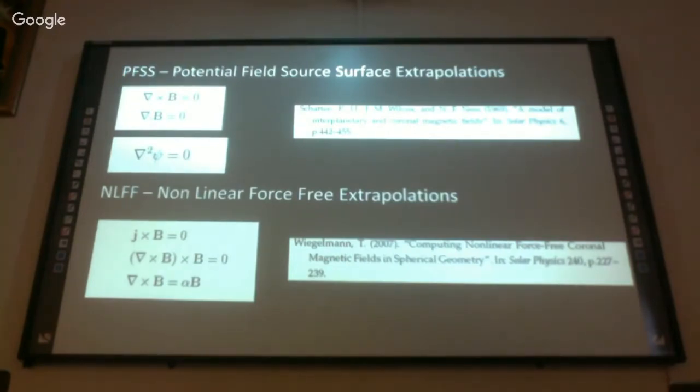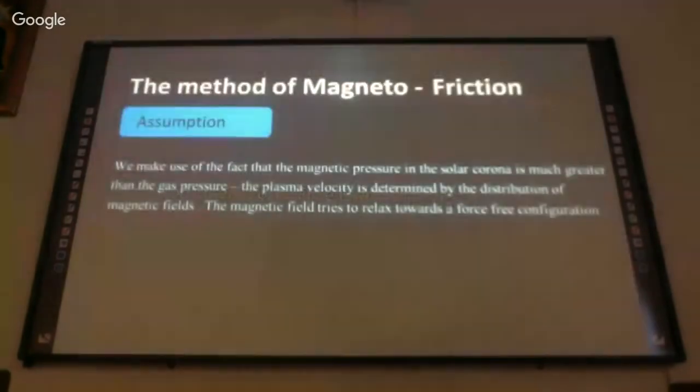So we choose a simple method of simulating that. It's called the magnetic friction model.